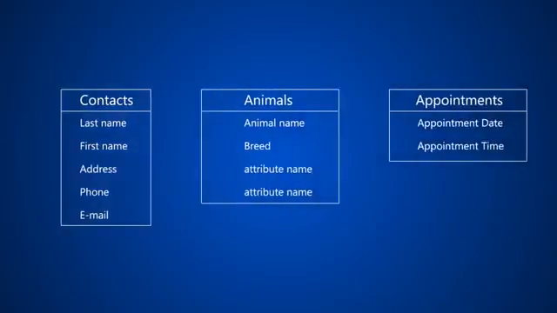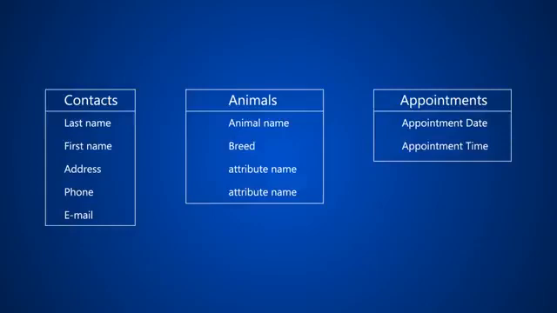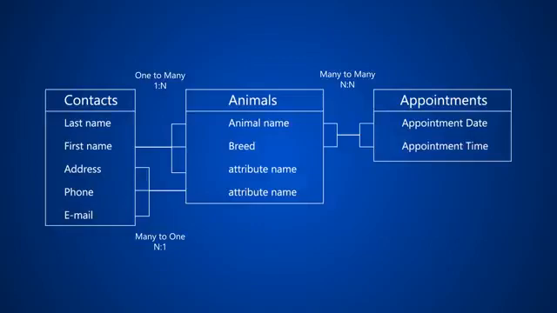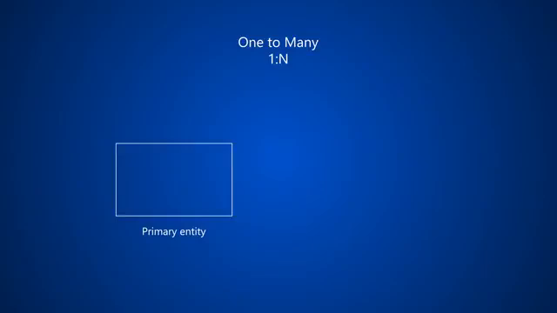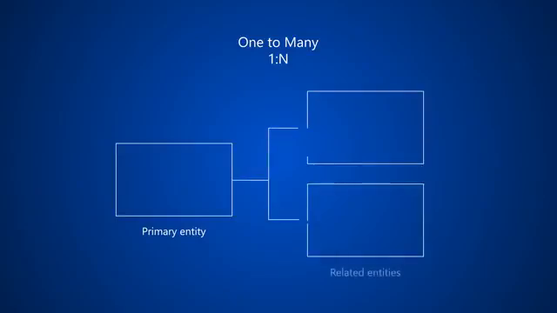You can create 3 types of relationships: one-to-many, which is displayed as 1 to n in the user interface; many-to-one, displayed as n to 1, and many-to-many, displayed as n to n. One-to-many relationships are relationships in which a given record in one entity, the primary entity, is related to more than one record in a second entity, the related entity. For example, in our grooming salon, one customer might have several pets.